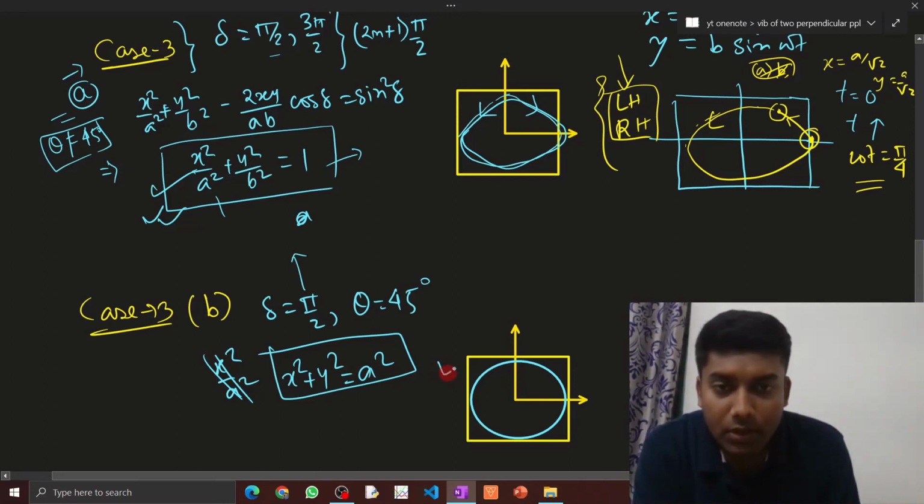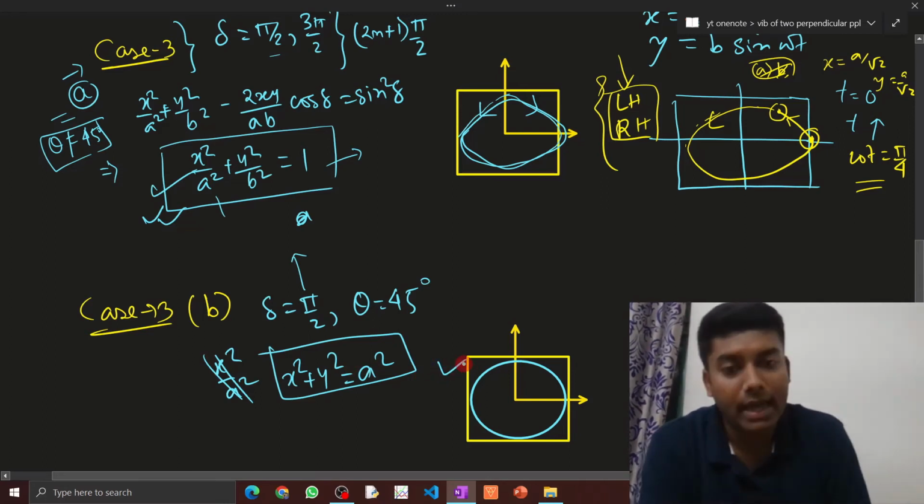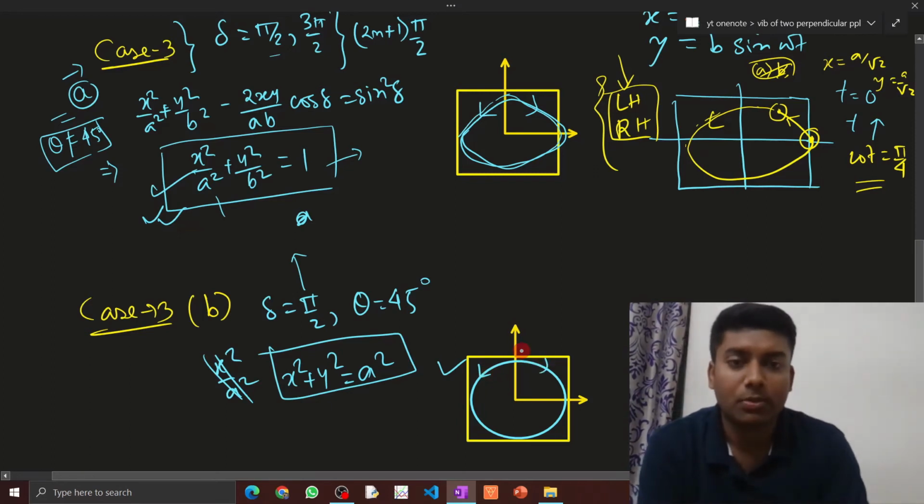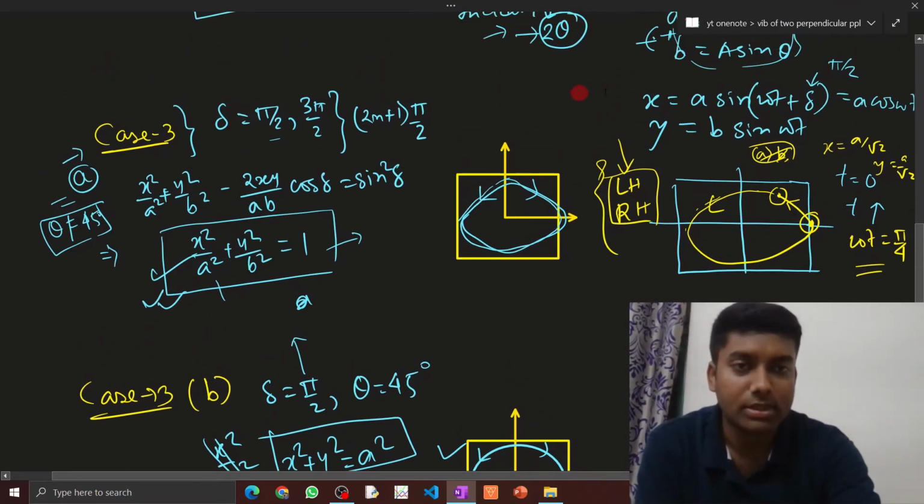So this will now be circularly polarized light, and that can be left circularly polarized light or right circularly polarized light, depending on this. Like this you can understand.